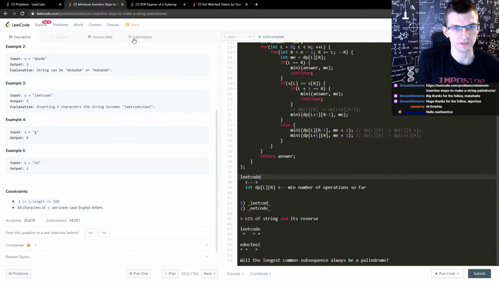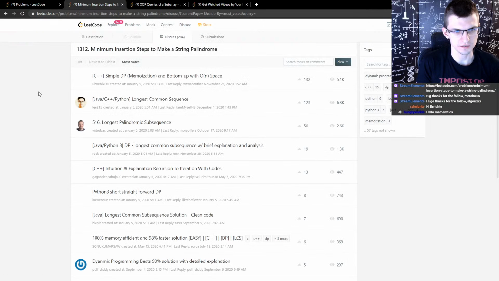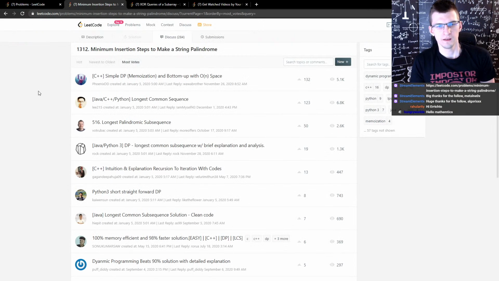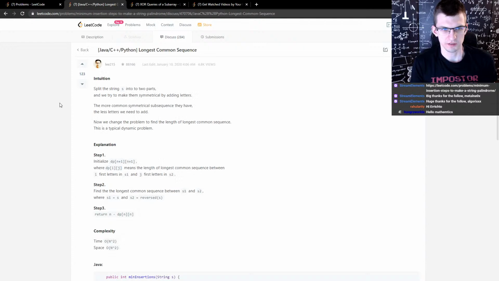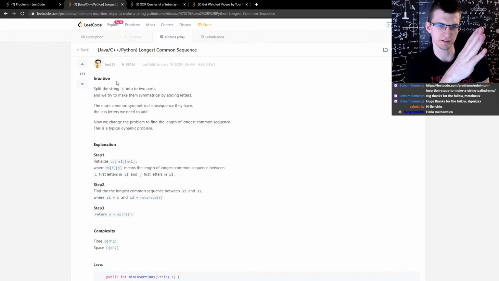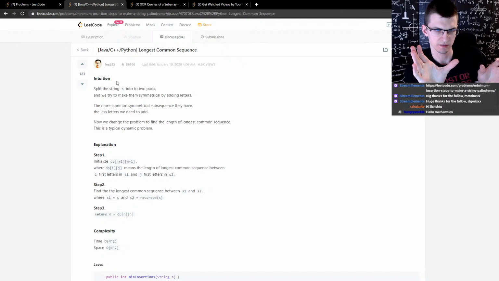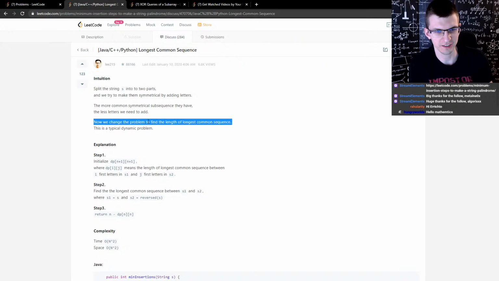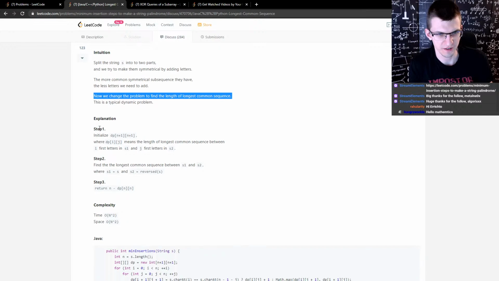Is there no editorial? Discuss longest common subsequence. Intuition: split the string S into two parts. Try to make it symmetrical by adding letters. Okay, indeed, there is some split, some two parts. Find the longest common subsequence. I mean, I still don't think that this is that easy to say.